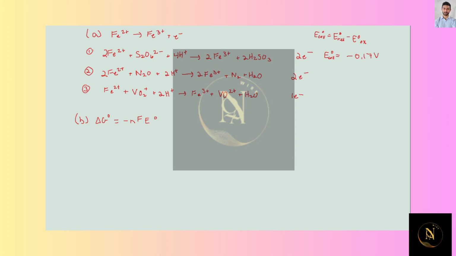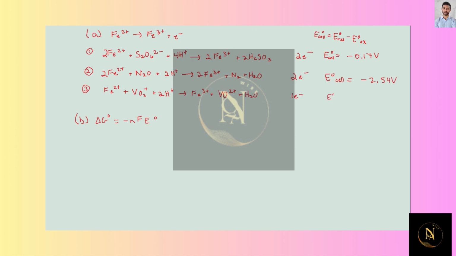0.17 volts. For this one, my E cell would be the value for E of the N2, so the negative 1.77 minus the value for the iron of the 0.77. And so the E cell for that one is going to be a negative 2.54 volts.